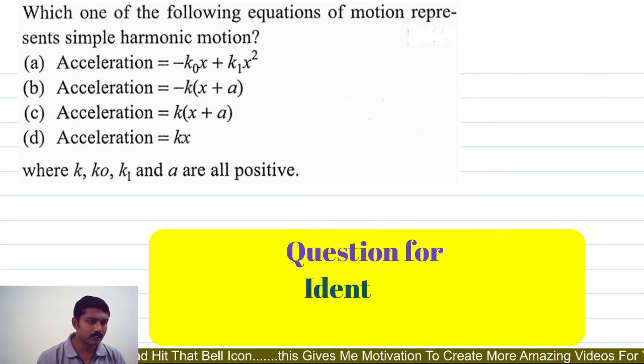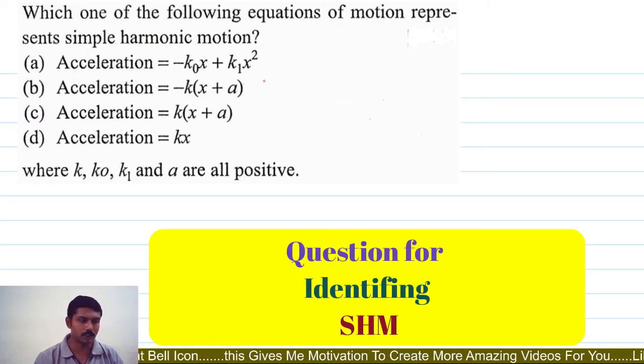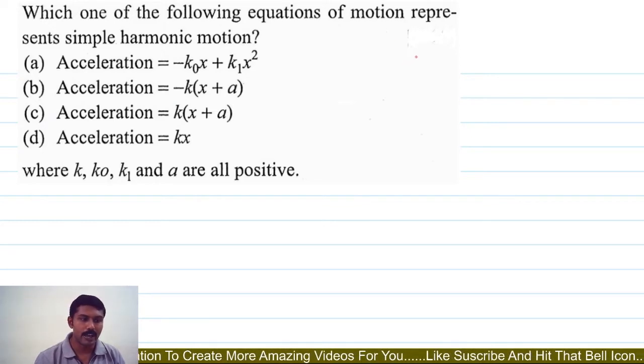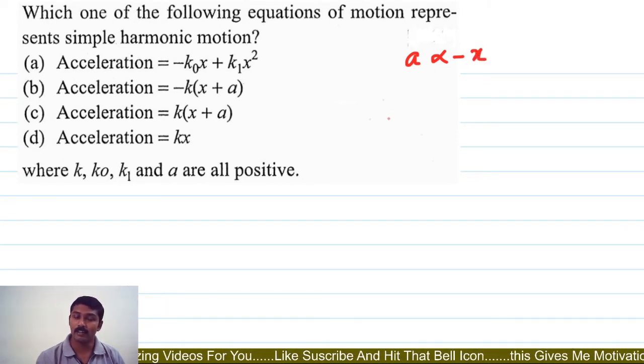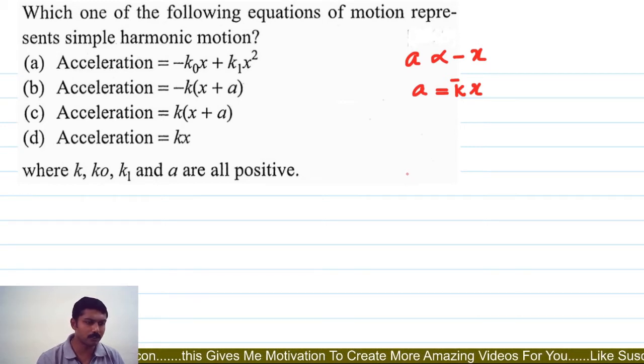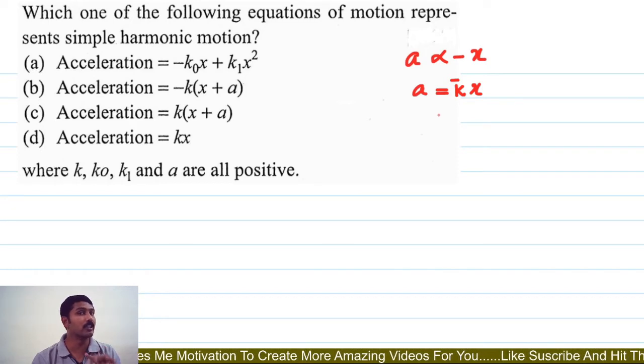Which one of the following equations represents a simple harmonic motion? It's a question which was asked in a previous year question paper. The only thing we have to remember here about simple harmonic motion is that acceleration will be directly proportional to the negative of displacement, if x represents the displacement. So acceleration will be equal to some constant, call it k, times minus x. If you look at the different options, you have to make sure that the acceleration is equal to minus some constant into the displacement x.